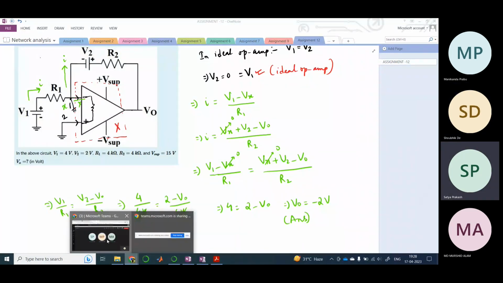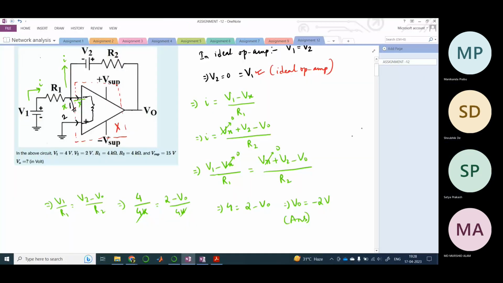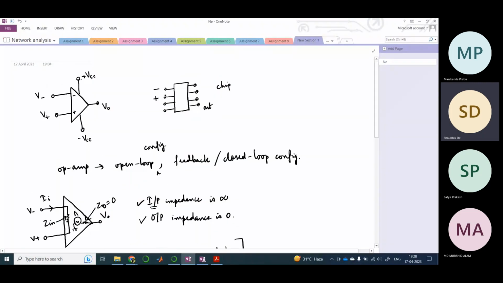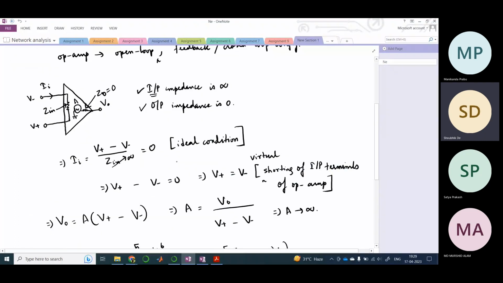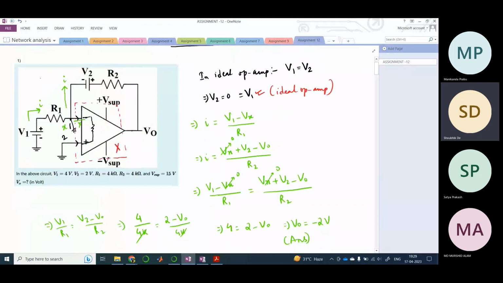Hello? Yeah. What about plus VSUP, minus VSUP? See, this VSUP is the VCC, the saturation voltage. So we saw here, it had these two terminals, plus VCC and minus VCC, that were set equal to 15 or 12 volts. So this here is plus 15 volt and this is minus 15 volt.